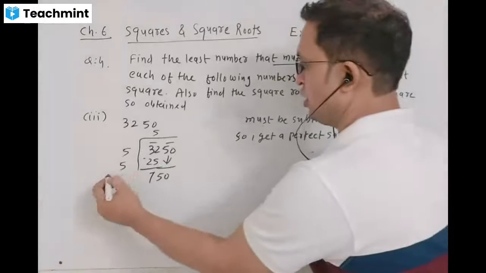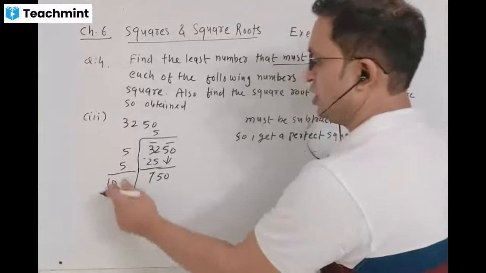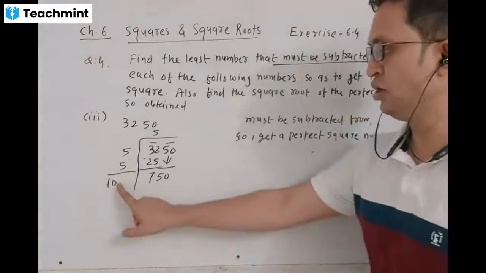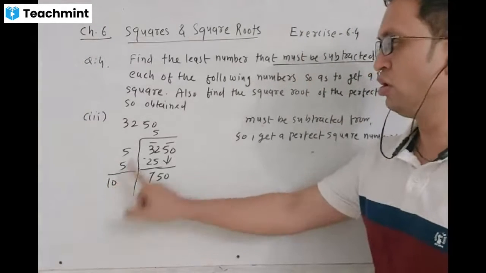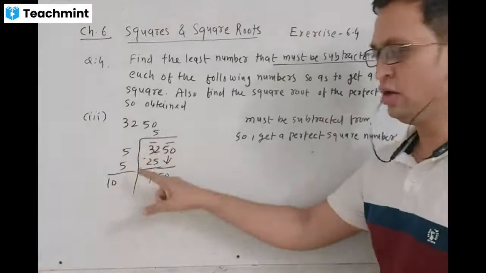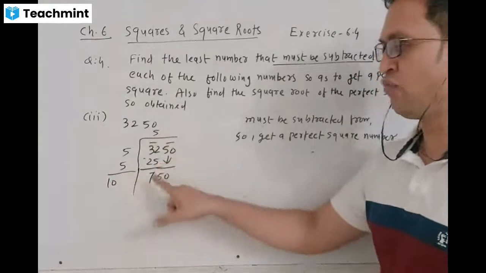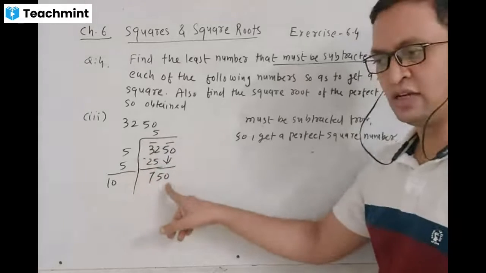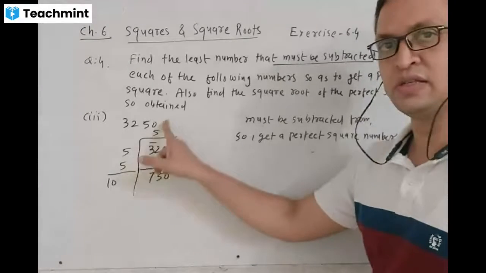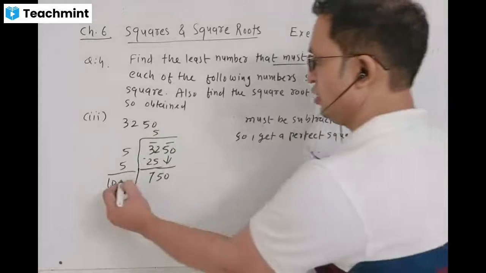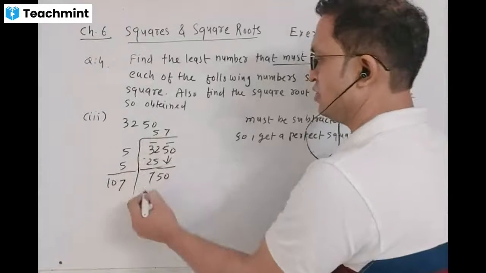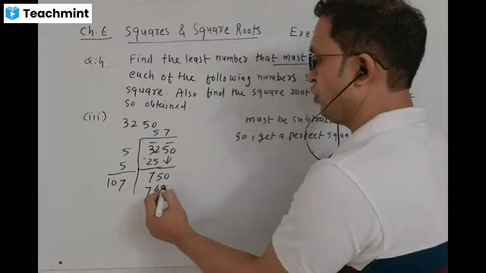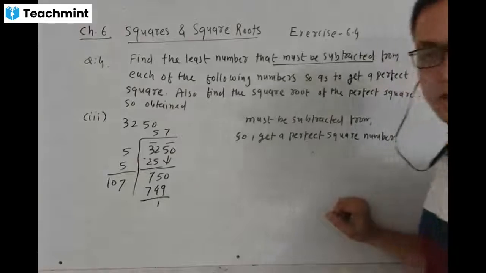And 5 plus 5, that is 10. Which number do we multiply? 102, 2 2s are 204. 105, 5 5s are 525. 106, 6 6s are 636. 107, 7 7s are 749. Therefore remainder is 1.